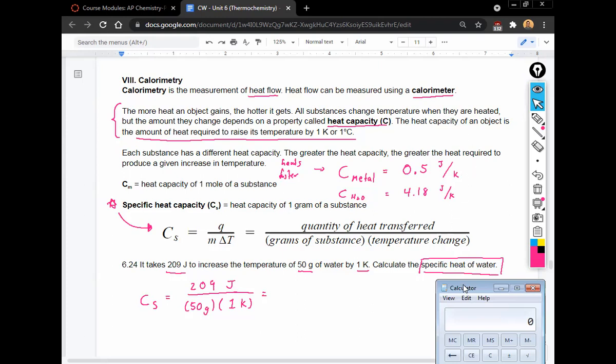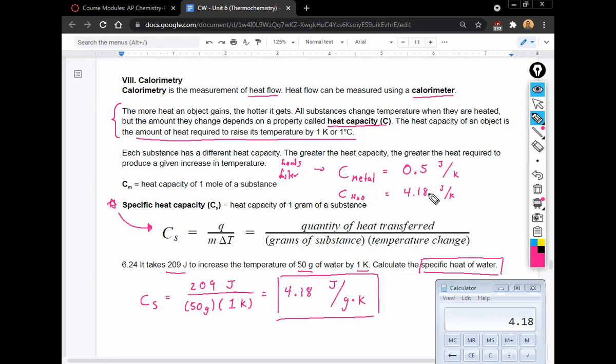So let's calculate the CS. We would do 209, and then we would divide that by 50, and then we get 4.18. So what this tells us is the specific heat of water is 4.18 joules per gram Kelvin. The units for specific heat are joules divided by grams times Kelvin. The way that we would read this unit of measurement is it takes 4.18 joules to raise 1 gram of water by 1 Kelvin.